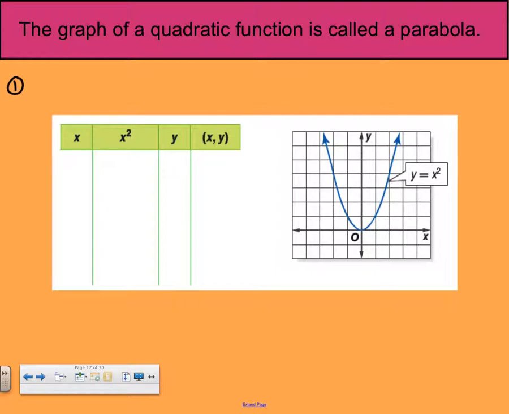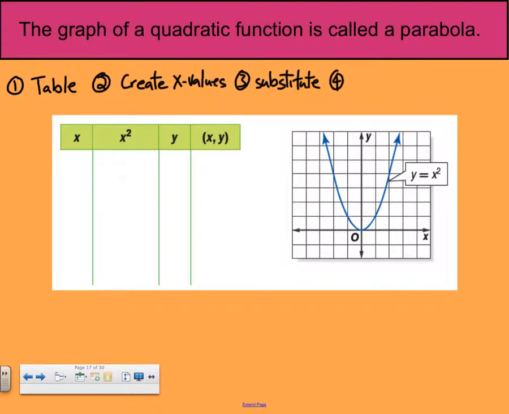So number 1, we have to make a table. The second thing we're going to do is we're going to come up with our own x values. So we're going to create x values. The third thing we're going to do is substitute the x values into the equation. Then the fourth thing we're going to do is solve that equation. And 5, we are going to determine the y values.